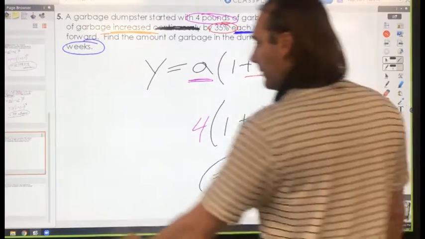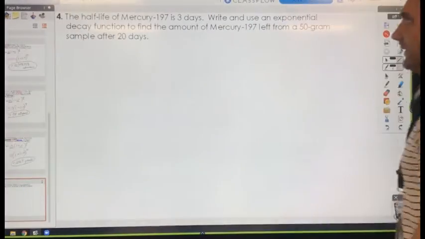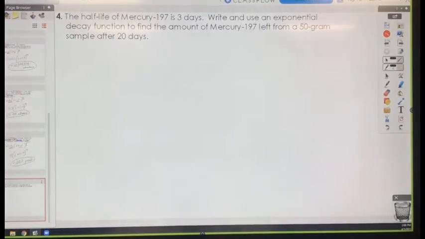Now, one more type of problem. If you're in physics class, you have seen this already, I'm pretty sure. The half-life of mercury 197 is 3 days. Oh my god, this is radiation.